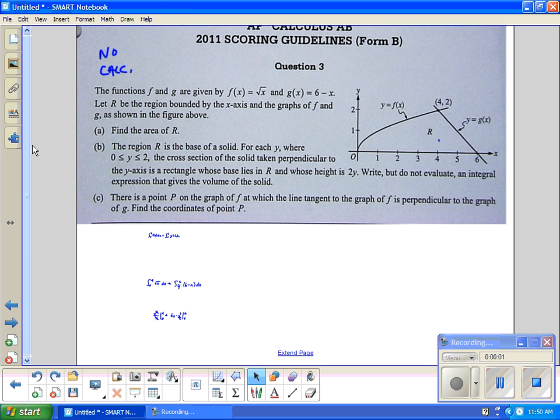All right, this is 2011 Form B, problem number 3. This is a weird year. There were only 2 calculator problems, so number 3 was a no calculator problem. And it gives a graph and some functions.